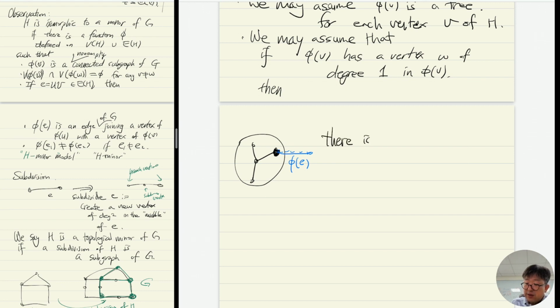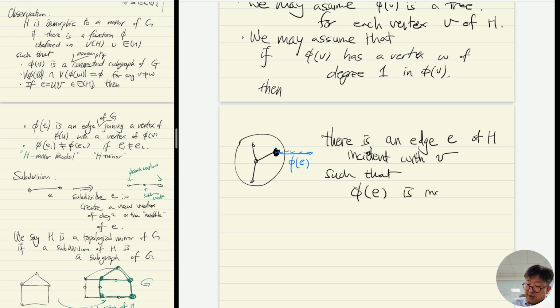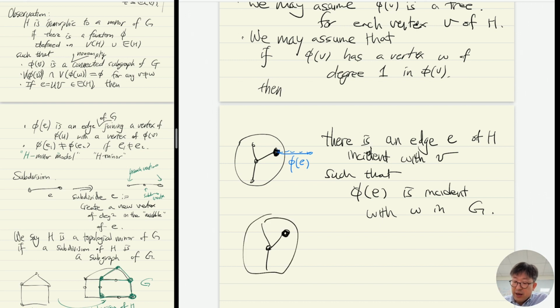So let me say there is an edge E incident with V such that phi E is incident with W in G. Why can I assume? Let me repeat again. If there is no edge, this is a leaf of some tree. If there is no edge using this vertex, then we can delete this vertex. And I'm still satisfying all these properties required to be a minor model, right? Because if I delete a leaf, a connected subgraph still stays connected. A tree is still connected even if I delete the leaf.